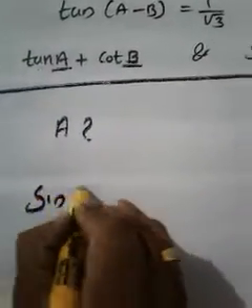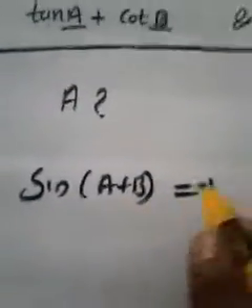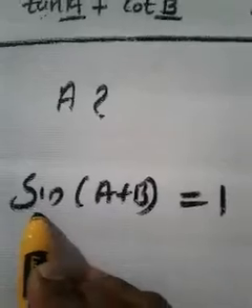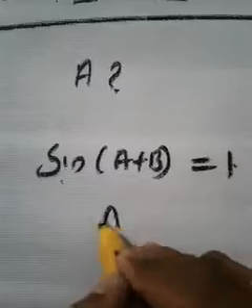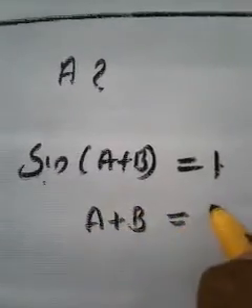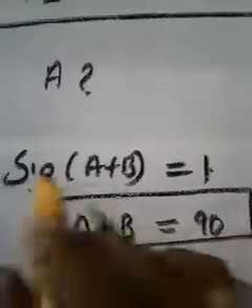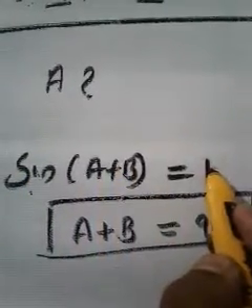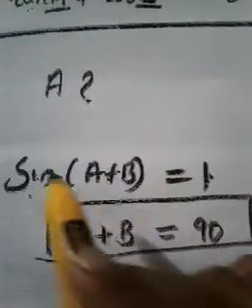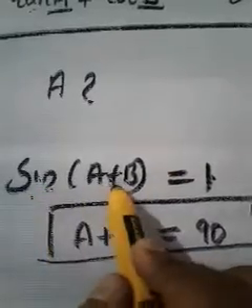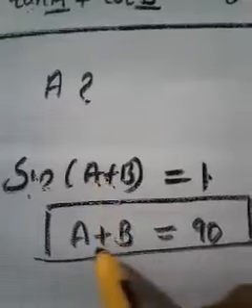Which is the first information given? Sin of a plus b is equal to 1. Can anyone tell me, here it says that sin of something is equal to 1. Then what could be that something? That something should be 90. Very good. Why? Because sin of something is equal to 1 means, sin of which angle will give you 1? Sin 90 only will give you 1. So that something should be 90, because sin 90 is only 1. That's a plus b should be 90.